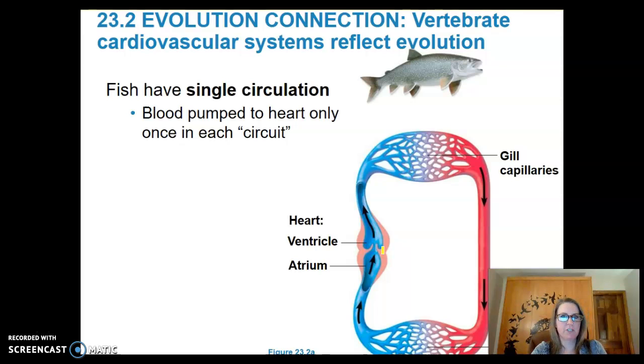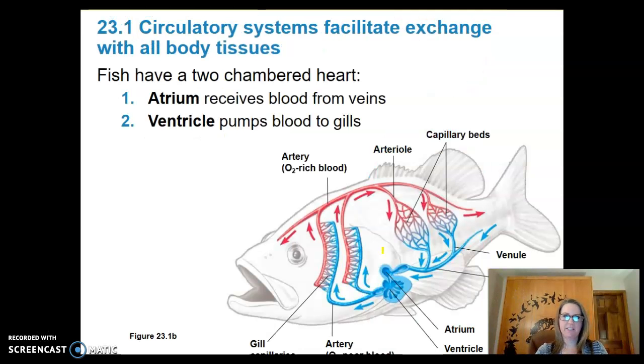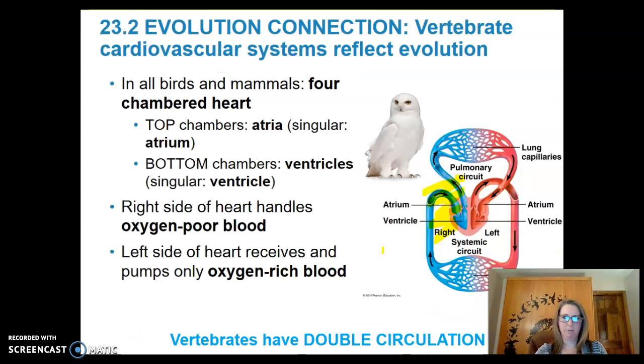So you see the blood is pumped to the heart only once. So it goes from the heart to the gills, back to the heart. Now the previous slide, you're going to see that the blood goes from the heart to the lungs, to the heart, to the body, okay? So this is the body, the systemic circuit. So it comes back to the heart from the body, then it goes to the lungs, and then it goes back to the heart, and then it exits the heart and goes to the body.